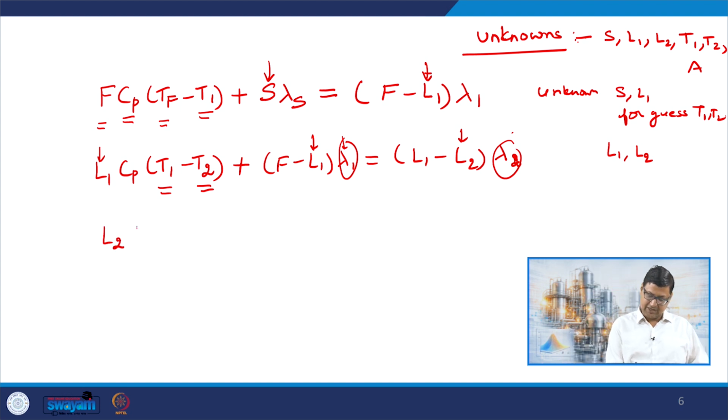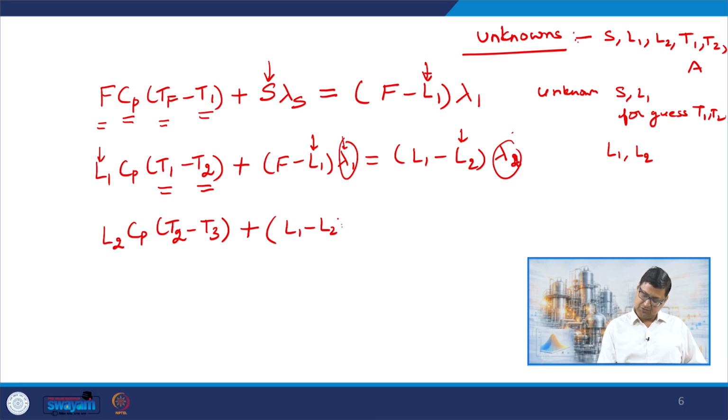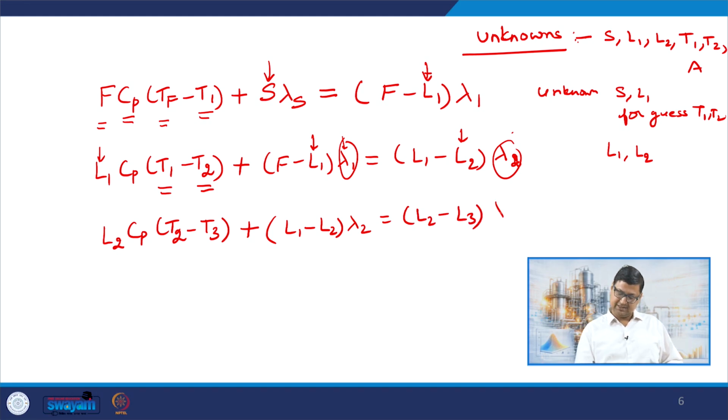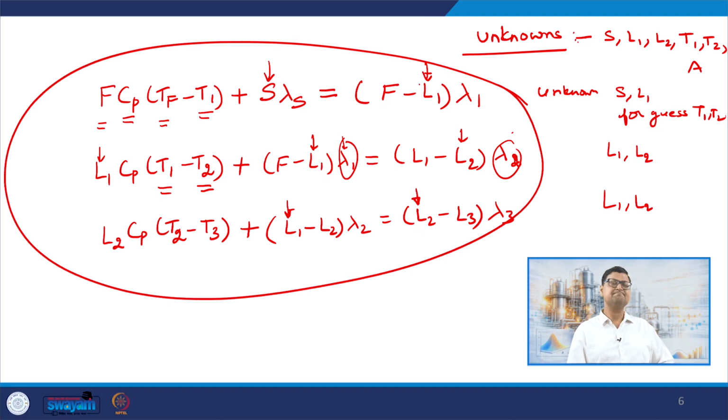Similarly, for the third one, we have L2 Cp (T2 minus T3) plus (L1 minus L2) lambda 2 is equal to (L2 minus L3) lambda 3, and again T3 is not an unknown, so I know lambda 3. L2 is still an unknown and L1 is still an unknown, right? So now you see we have these three equations and all of them are in terms of three unknowns. Here again we have unknowns L1 and L2. So if I now solve these three equations, I can get S, L1 and L2.